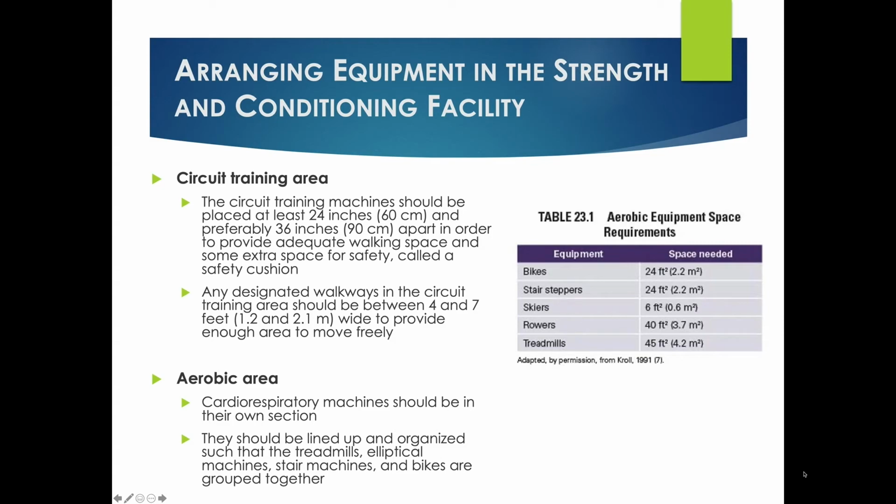And aerobic area, your machines should be in their own section. It should be organized such that the treadmills, elliptical machines, stair machines, and bikes are grouped together. And you can see the space needed per machine right there. So one bike, you need 24 square feet. And the stair steppers, how much you need right there shows you roughly the amount of space you need for the equipment there.